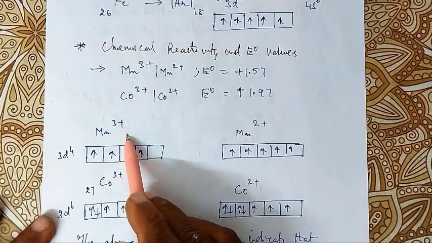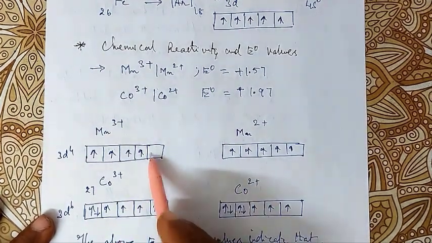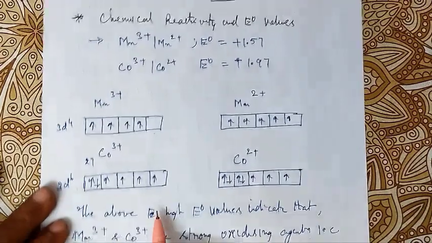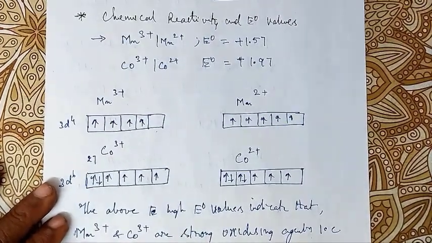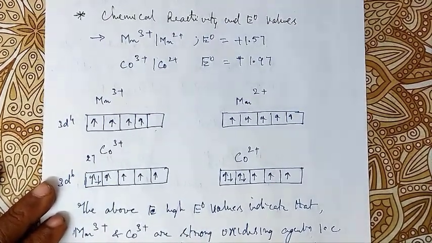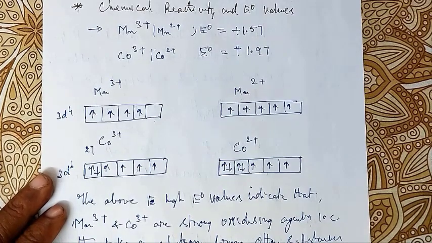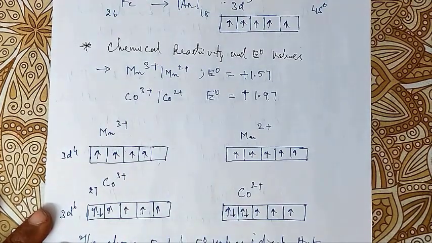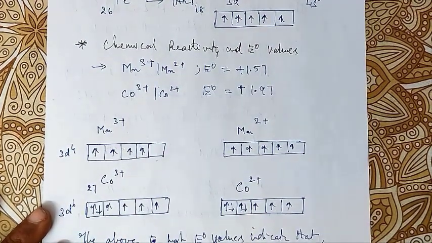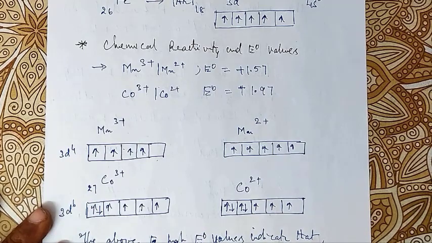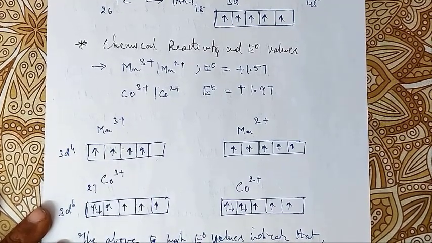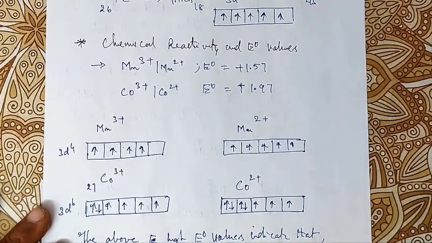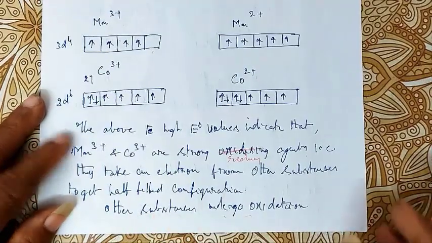That is, Mn3+ and Co3+ are ready to take the electrons. That is, they are oxidizing agents. They take an electron from the other substances to get a half-filled configuration. Other substances undergo oxidation. They take an electron from the other substances, whereas other substances undergo oxidation.